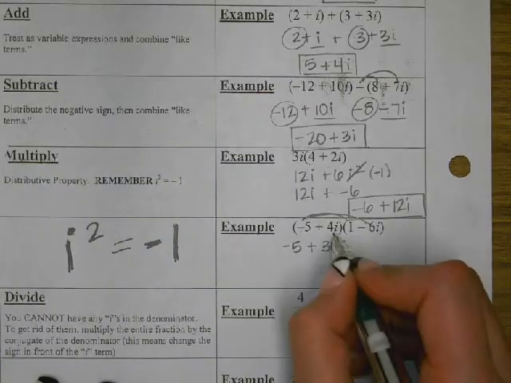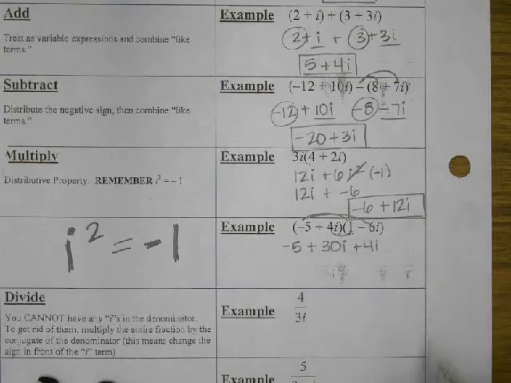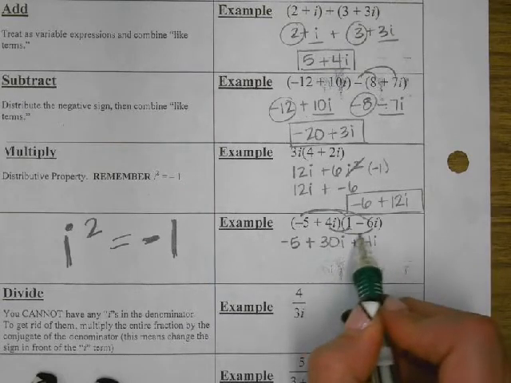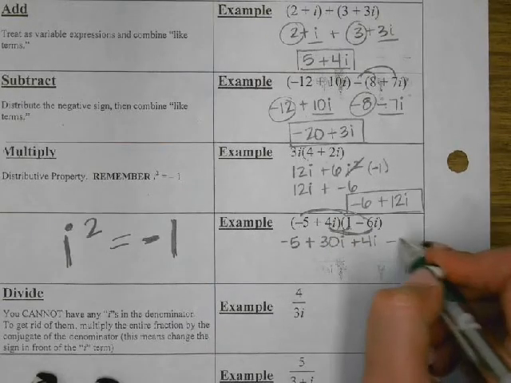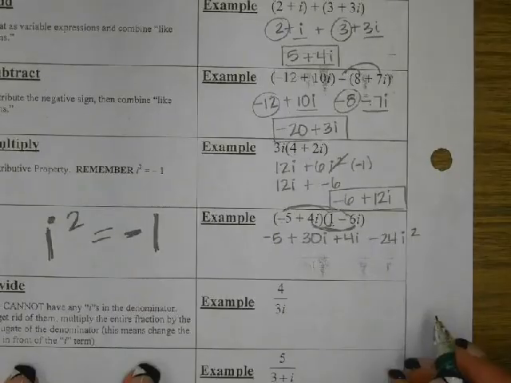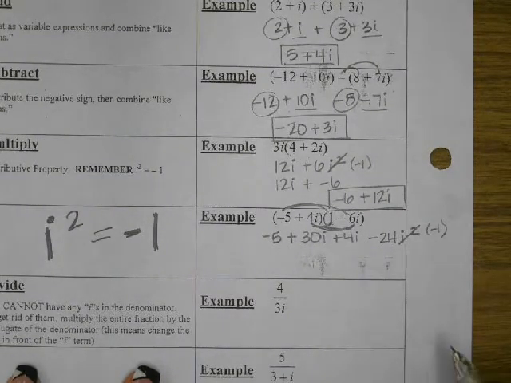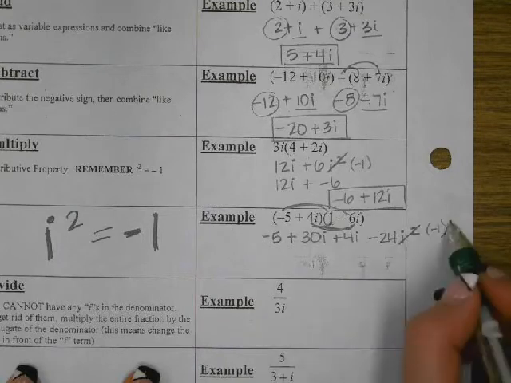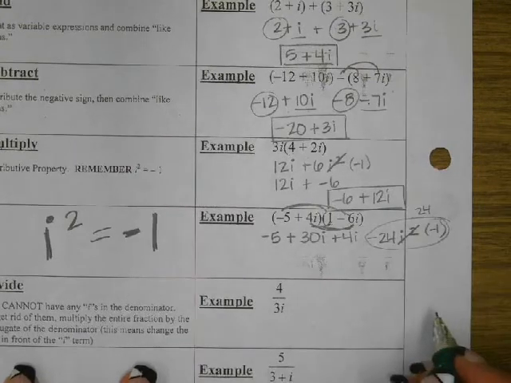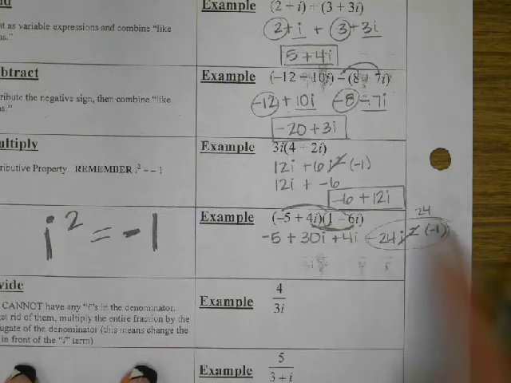Next, we'll do the inside. So 4i times 1 is positive 4i. And then last, we'll do 4i times negative 6i. And that is negative 24i squared. So again, we're going to say, okay, that i squared is actually a negative 1. And so negative 24 times negative 1 has become positive 24.